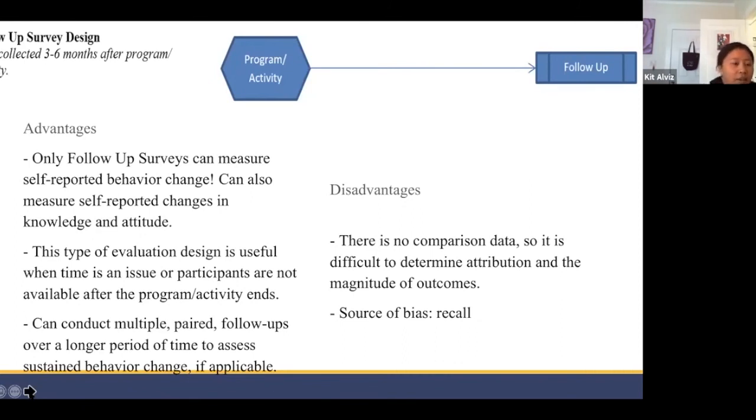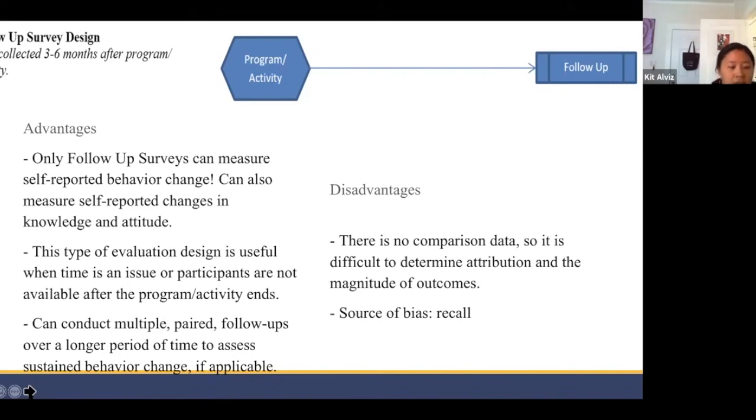It's data that's collected 3 to 6, or up to your discretion, 12 months after a program. The advantage to this type of survey is that it's the only survey that can measure self-reported behavior change, because again, people can't self-report behavior change immediately after an event. They need time to actually implement the practices. This is also helpful when time is an issue and you don't have time to survey your participants at the immediate end of a program. So you're strategically planning to use up all of your time for your educational activity and planning to do a 3 to 6 to 12 month follow-up after.